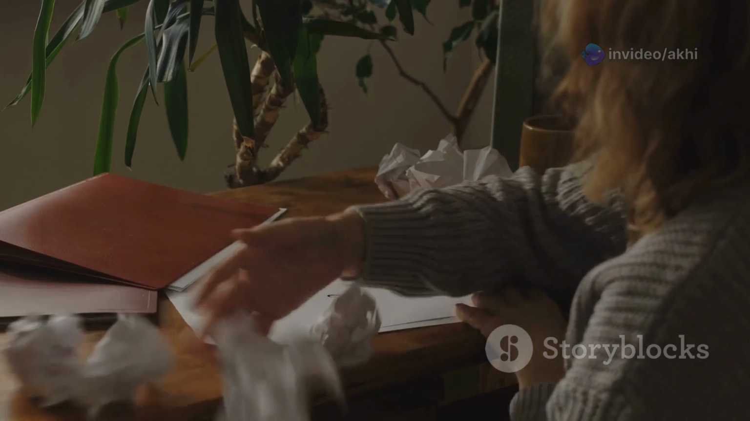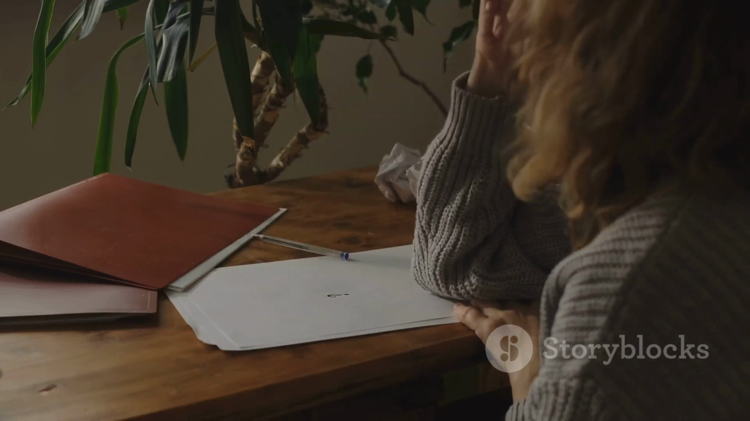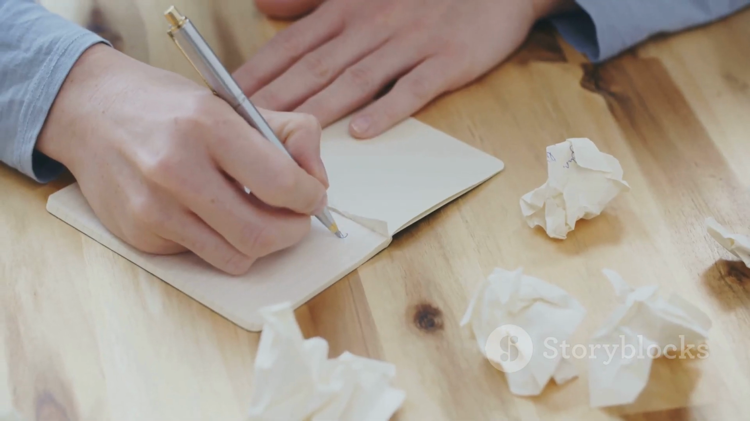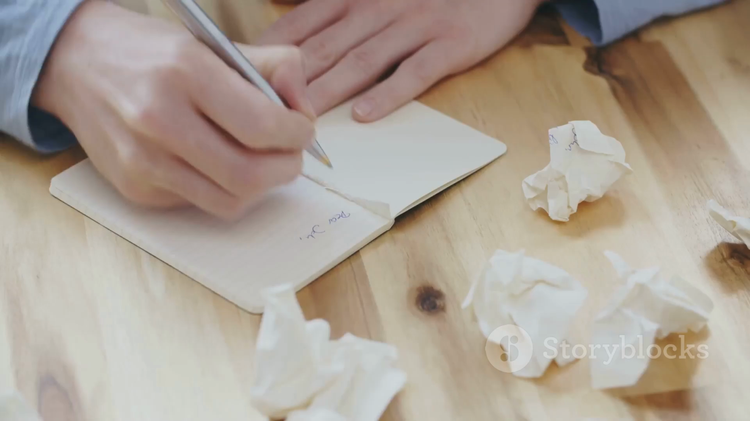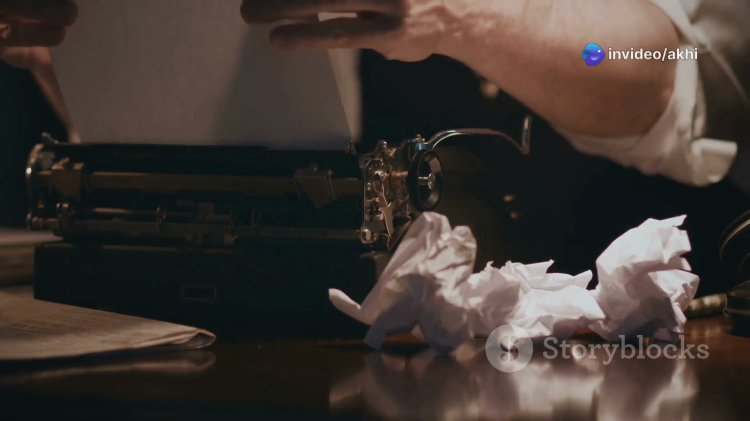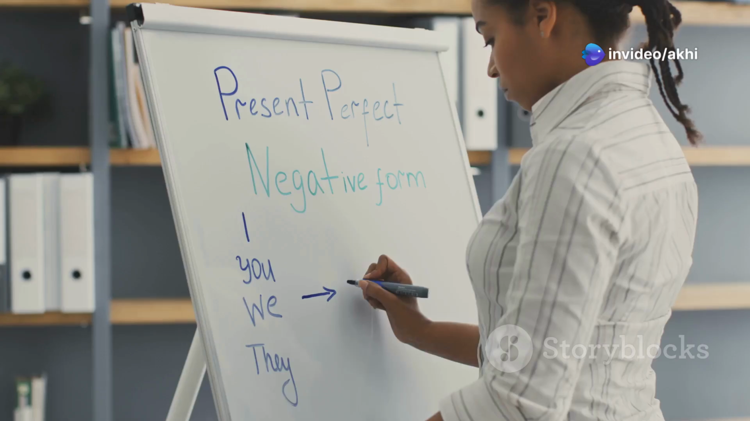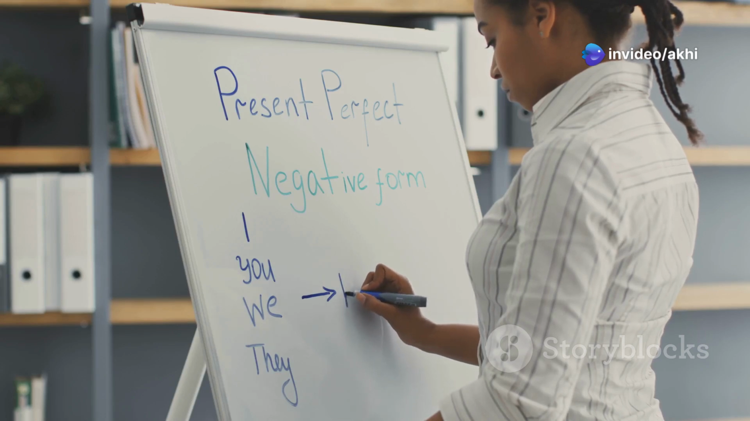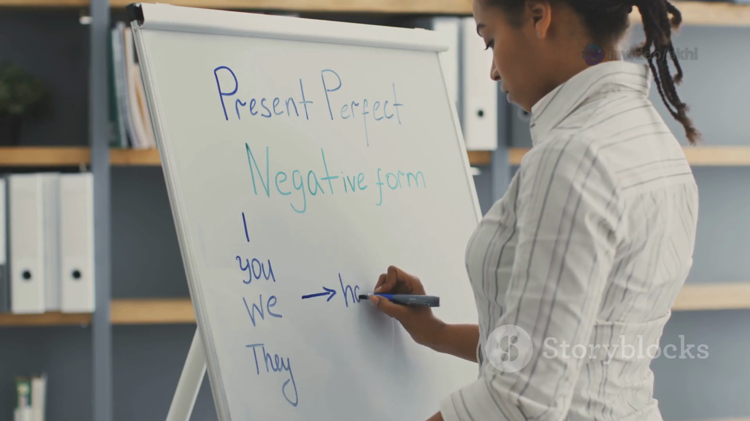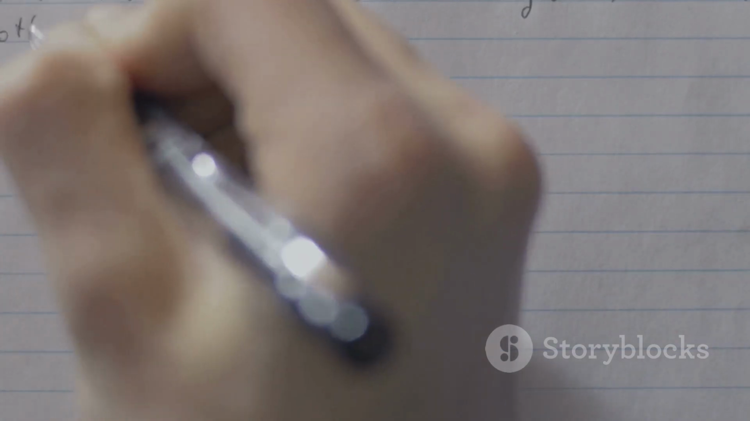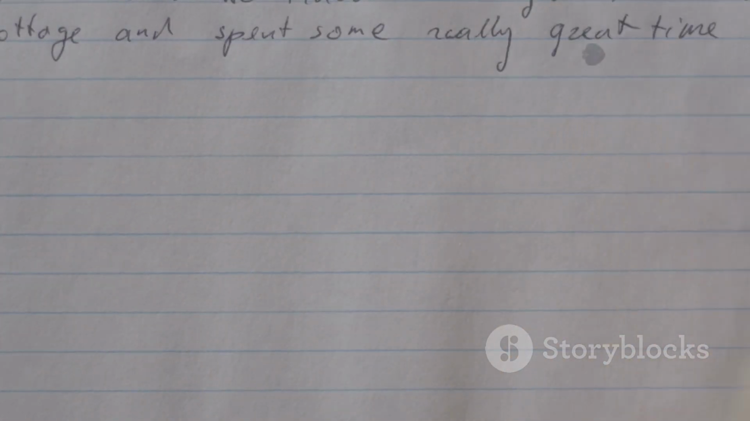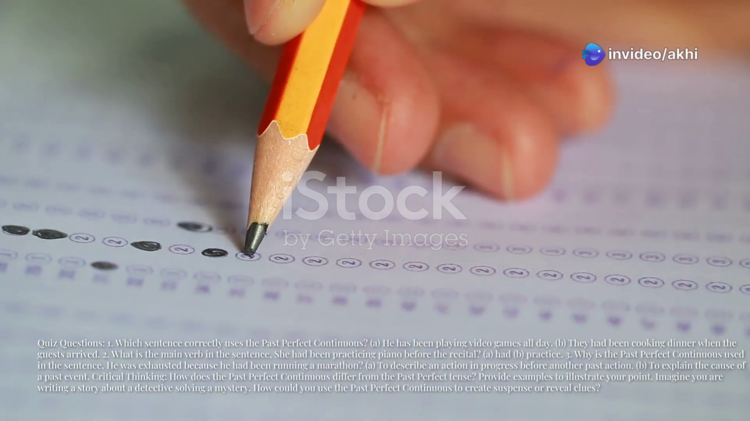And fourth, highlighting the incompleteness of a past action. For instance, "She had been writing a novel for years but never finished it." This use underscores that the novel remained unfinished. By mastering these various uses, we gain greater control over our narrative flow, effortlessly transitioning between different points in time and illuminating the intricate relationships between past events.